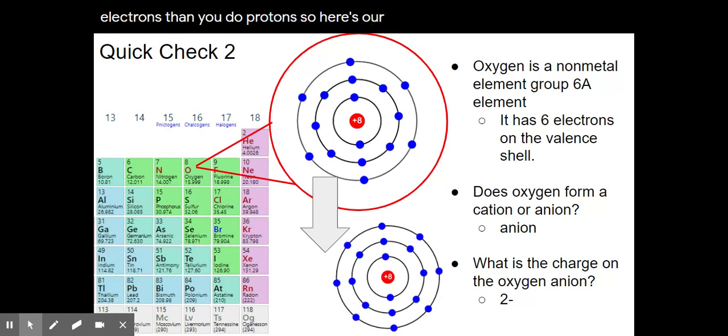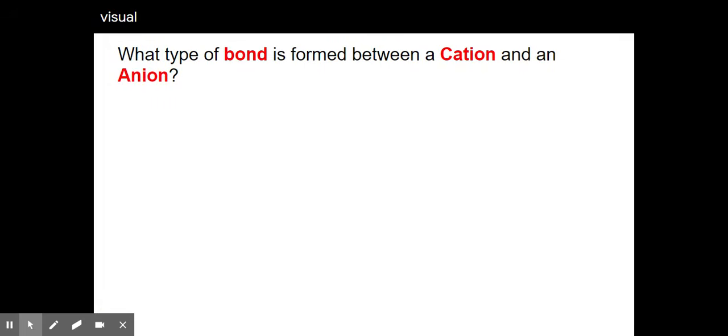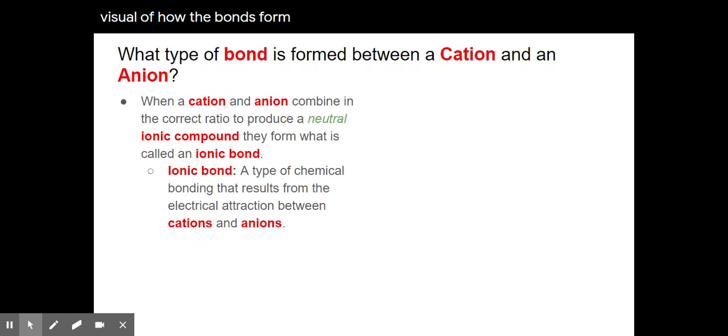So here's oxygen with 10 electrons in total, 8 on its valence ring, but still only 8 protons, so a charge of -2. Now let's look at a visual of how the bonds form. Now a cation and an anion come together to make a neutral compound.